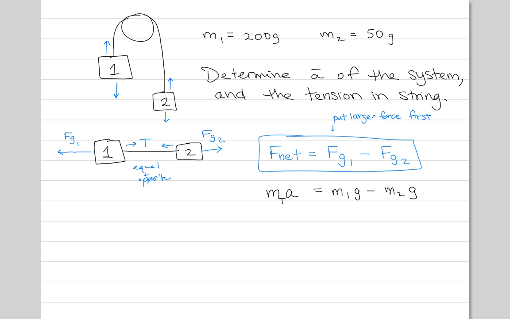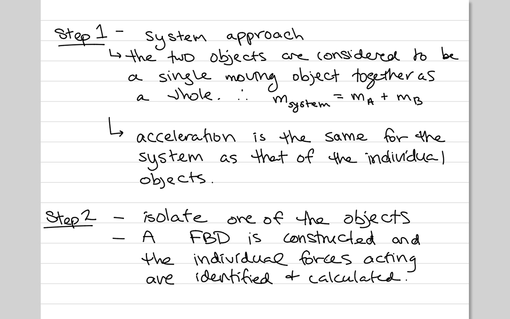Okay, so if you look back in the notes, the very first thing I started with, step 1, what does it say? System approach: the two objects are considered to be a single moving object together as a whole. We have the mass of the system. We've done this, we've used mass total, and then the acceleration is the same for the system as that of the individual objects. So we need to solve for the acceleration.